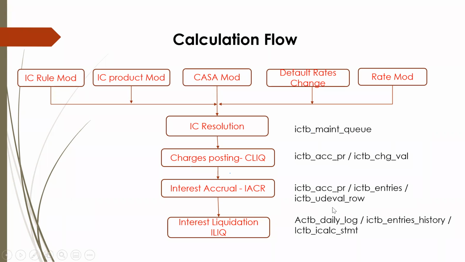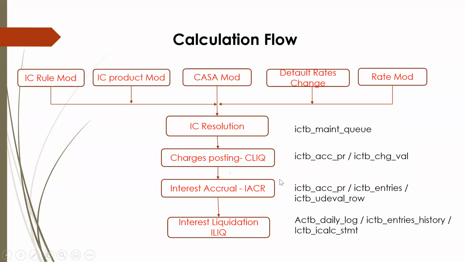Okay, ICDB UDE val row. This is from the resolution process only. It stores the UDE values here. Again, based on the special condition or general condition, it will have a value for both. There is a condition type, COND underscore type is the column name. For 0, it is a special condition, and 1 is a general condition, like that.